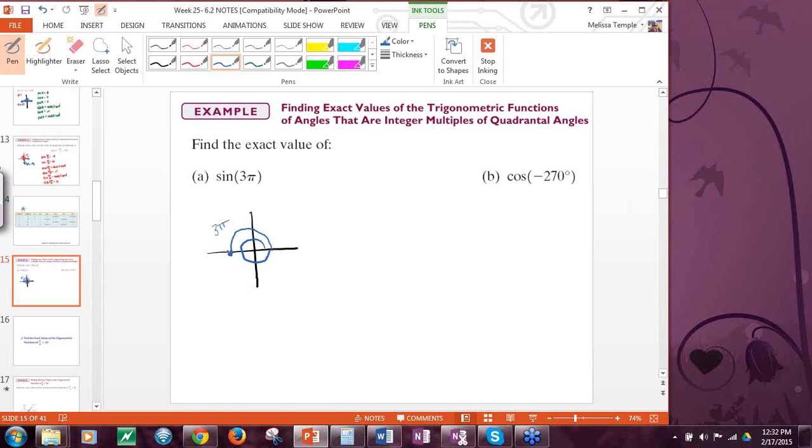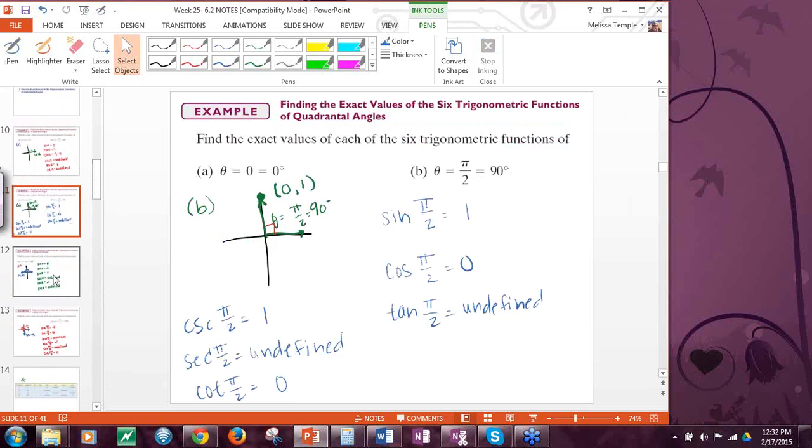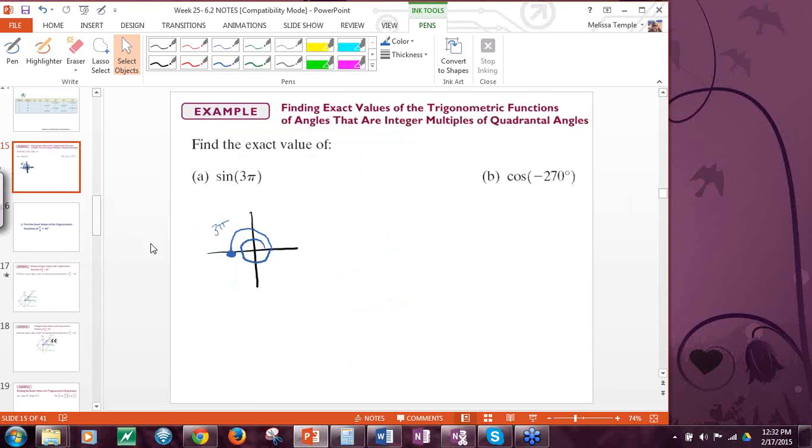So in this case, on my unit circle, 3 pi will be the exact same thing as pi was, right here. So 3 pi and pi correspond to the exact same point, and that's the point -1, 0. And so sine of 3 pi would be like sine of pi, which is 0.